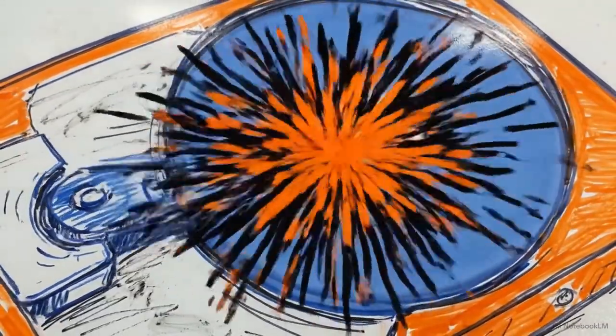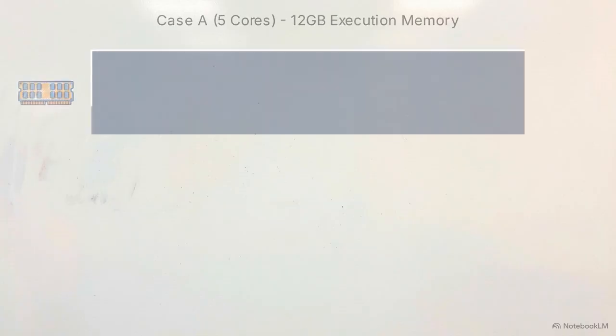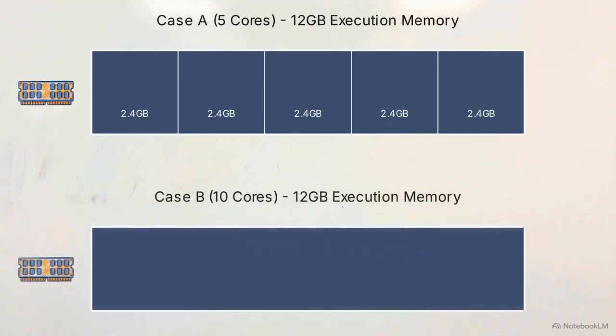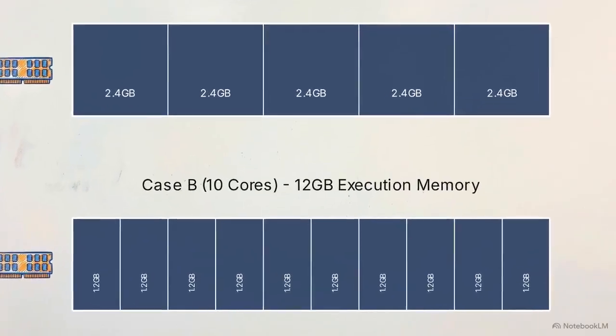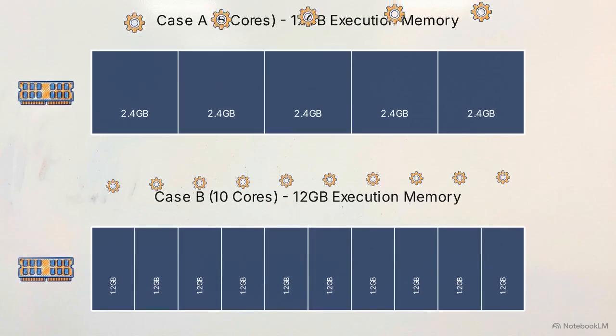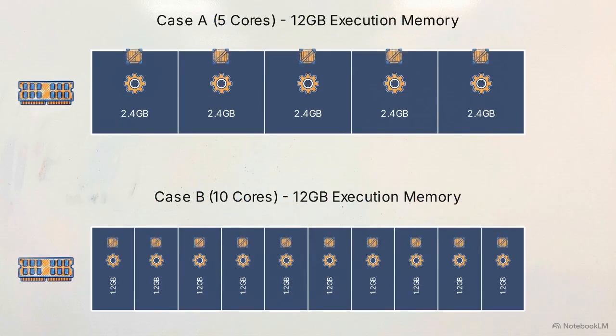This brings us back to our initial setup, upgrading the configuration from 5 cores to 10 cores inside a fixed 20 gigabyte executor. In case A, 5 processing cores run 5 parallel tasks. 12 gigabytes divided by 5 yields 2.4 gigabytes per task. Now look at case B. Upgrading to 10 cores forces 10 concurrent tasks into the exact same Java virtual machine. The effective memory available per task is instantly slashed in half, dropping to just 1.2 gigabytes.